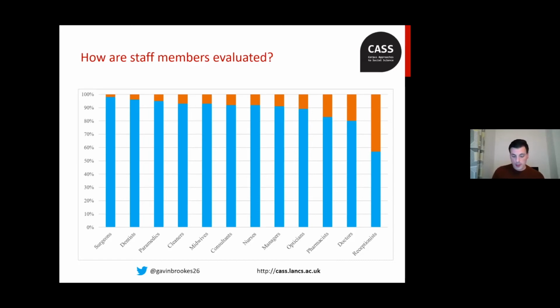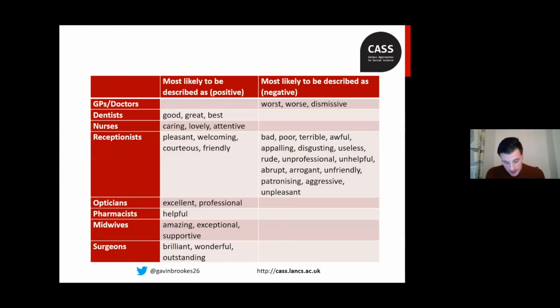A potential issue with this bar chart is that it collapses the evaluative words into a single category, and maybe it's helpful to take into account that the words themselves have different meanings. So we also look at which types of evaluative words tended to be attracted most typically to different types of staff. And this table shows what we found. So we have some interesting differences here.